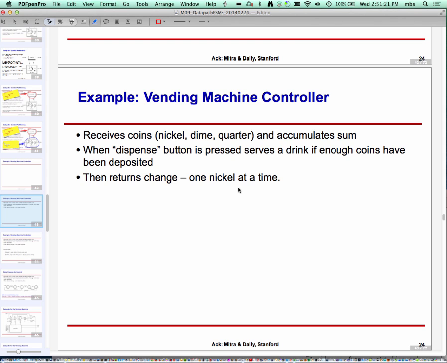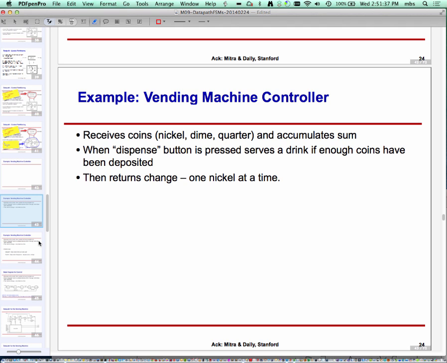So if you deposited, let's say it was 80 cents cost, you deposited 4 quarters, it will return back to you 4 nickels. Okay, so that's basically what the state machine does.